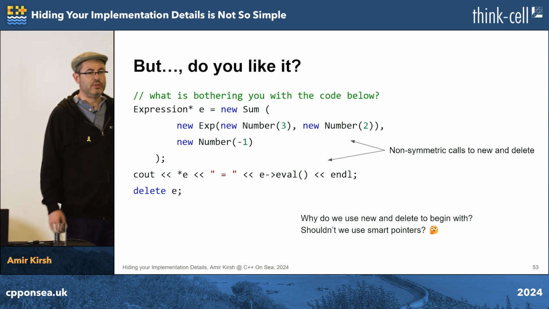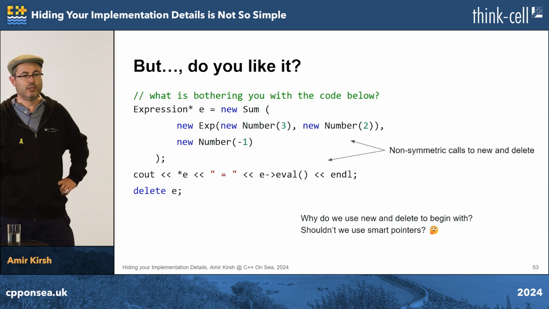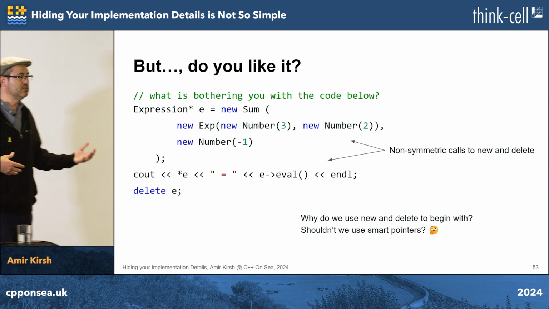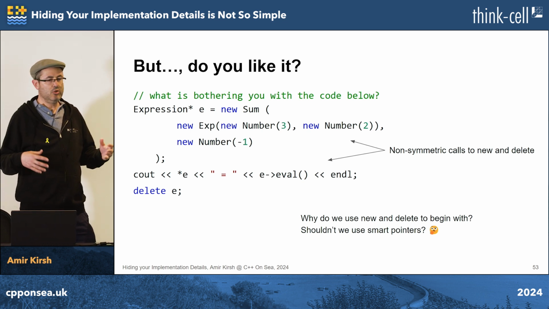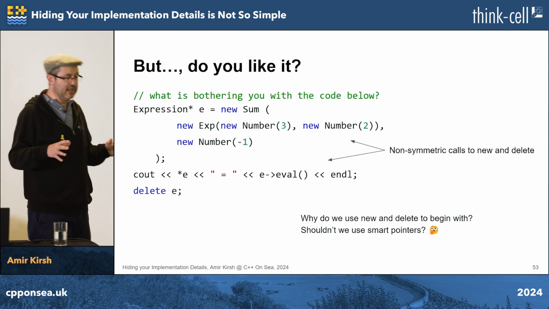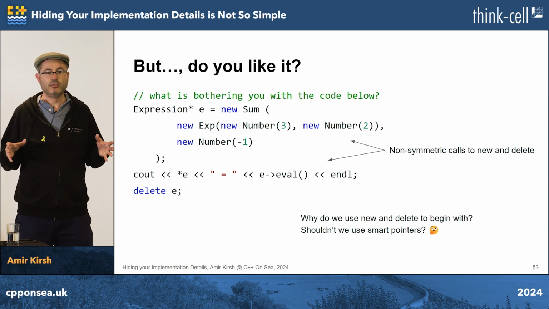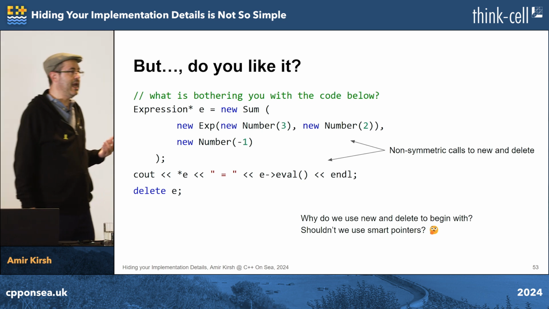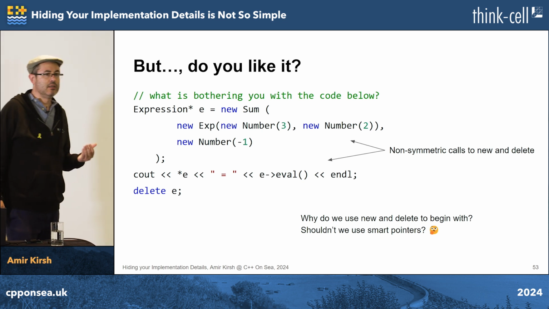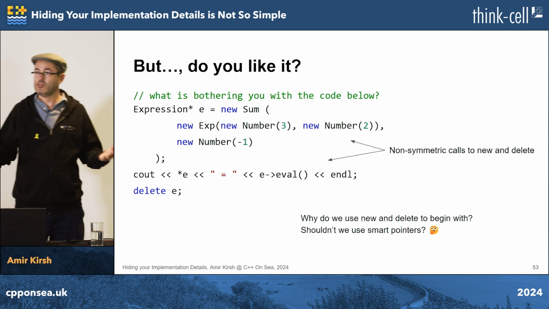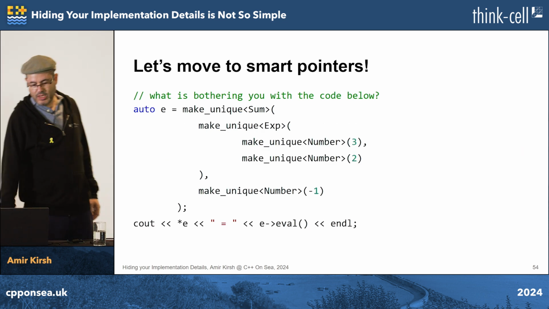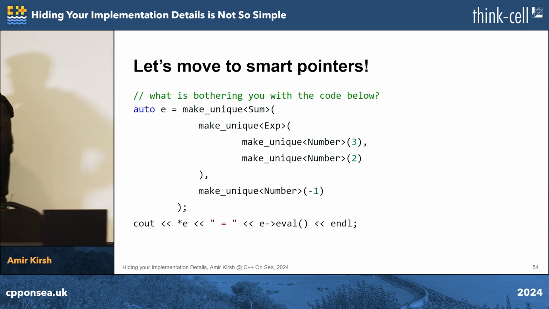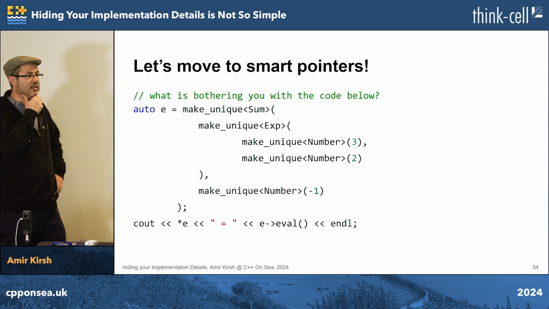There isn't any leak because there is a tree here held by the expression pointer E. And once you delete E, E cascades the deletion to all the arguments that it holds. You don't have to dive into the idea of the example, but we don't like allocations in modern C++. So instead of allocations, we say, okay, you know what? We will handle the expressions in another way by holding smart pointers, okay? So the user code may look like that. Make unique sum, then make unique exp, then make unique number, then noise, noise, noise. And this is too noisy.